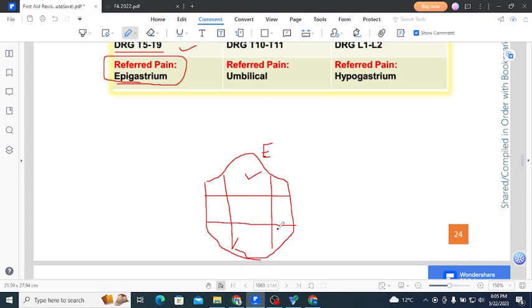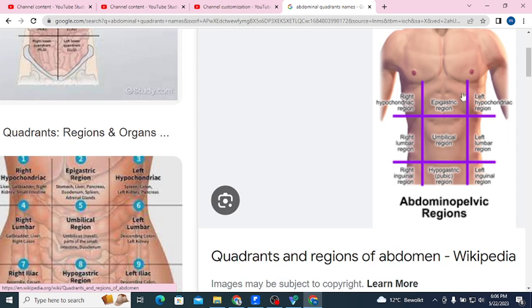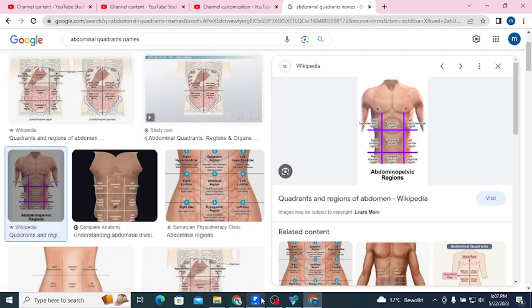The referred pain from the midgut is going to the umbilical region. The umbilicus is present over here. And the referred pain from the hindgut is going to the hypogastrium, right? So the other regions: these are the hypochondriums, and these are the flank regions or the lumbar regions. Let me check the names of that. So here you have the names: the epigastric region, the left and right hypochondriac regions, the umbilical region, the left and right lumbar regions, and then the hypogastric region, and the left and right inguinal regions. So these are the lumbar regions, these are the inguinal regions. Remember that. Now let's come back to our discussion.